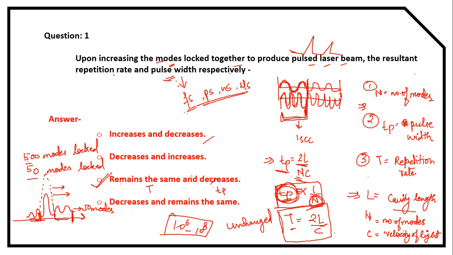The second thing is repetition rate, which we denote by a capital T, and capital T has the relation 2L upon C. Here there is no existence of the number of modes, the n value, which means the repetition rate T remains unchanged whatever the number of modes, whether they are 50 or 500. It does not change.